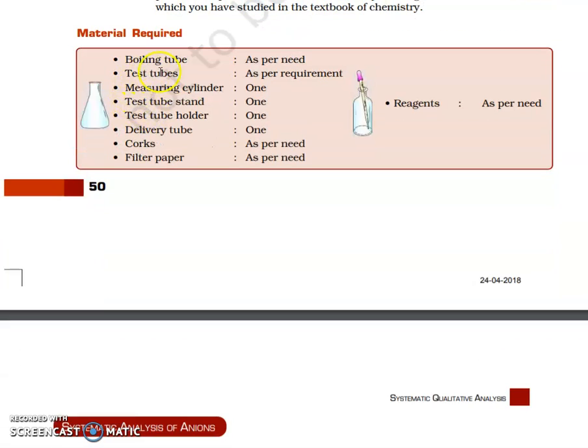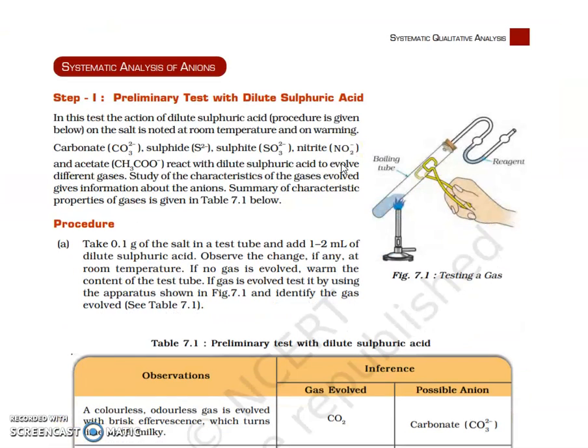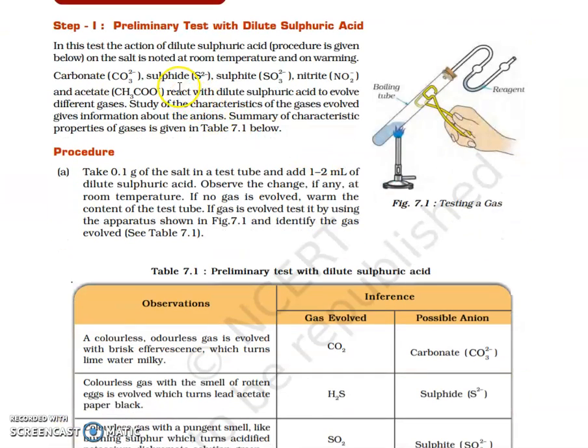Materials required: boiling tube, test tubes, measuring cylinder, test tube stand, test tube holder, delivery tube, cork, filter paper, as per need, and reagents as per need. So step 1, preliminary test with dilute sulfuric acid.